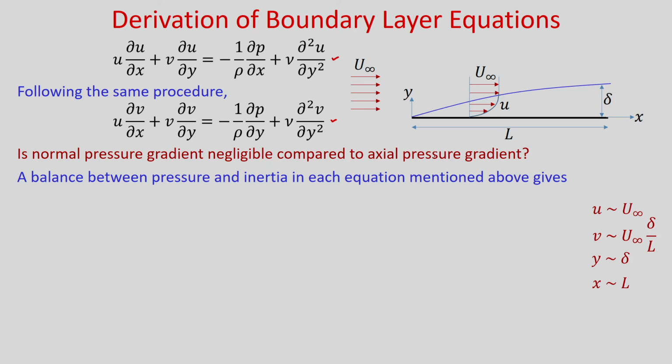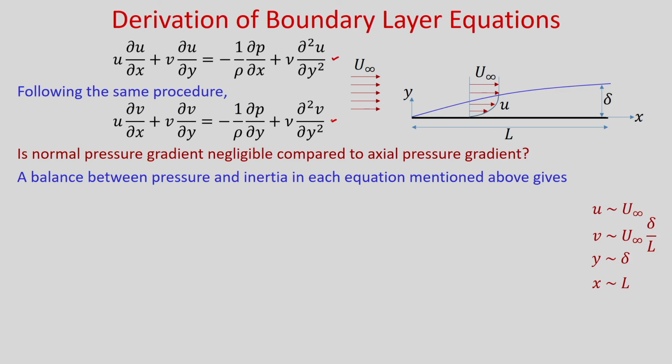Now, the question is: is the normal pressure gradient negligible compared to the axial pressure gradient? So, the axial pressure gradient is del p by del x and the normal pressure gradient is del p by del y. Can we neglect del p by del y compared to del p by del x? So, what we will do, first we will do a balance between pressure and inertia in each equation mentioned here.